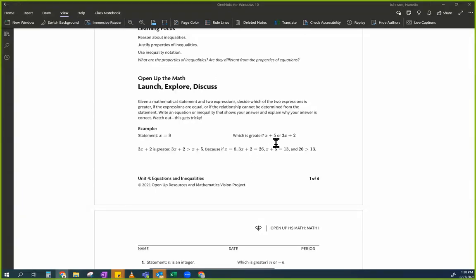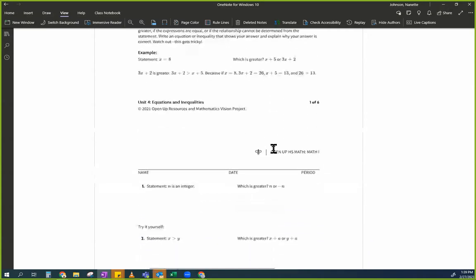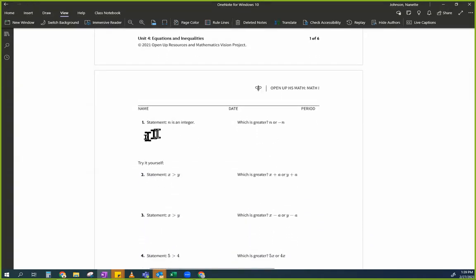8 plus 5 is 13. 3 times 8 is 24, plus 2 is 26. So therefore, this one is bigger than that one. Everybody okay with that? So what did they use here? They just plugged it in. Some of these, you're not going to be able to do that because they have really big topics. So we're going to start with this one.